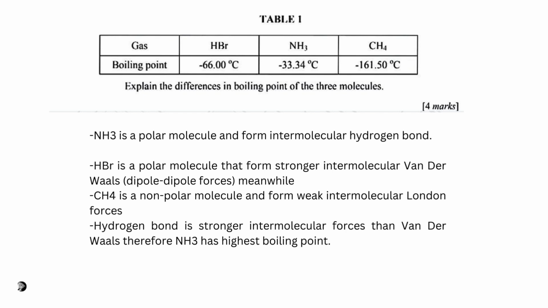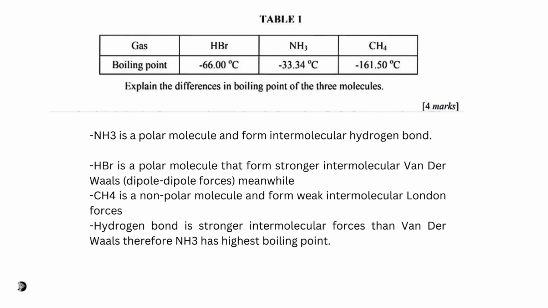When we are answering this question, we need to determine the type of bond formed between the molecules of each of them. From NH3, we know they form hydrogen bonds. Why? Because it contains H, which is a hydrogen atom. Hydrogen will form a bond with fluorine, oxygen, and nitrogen. So we can see nitrogen and oxygen will form a hydrogen bond. So we can determine NH3 is a polar molecule and forms intermolecular hydrogen bonds.